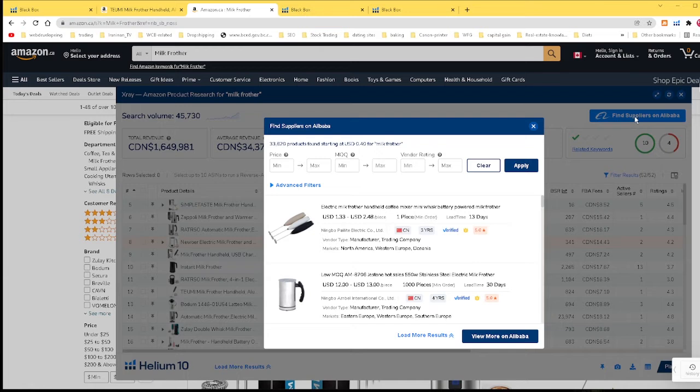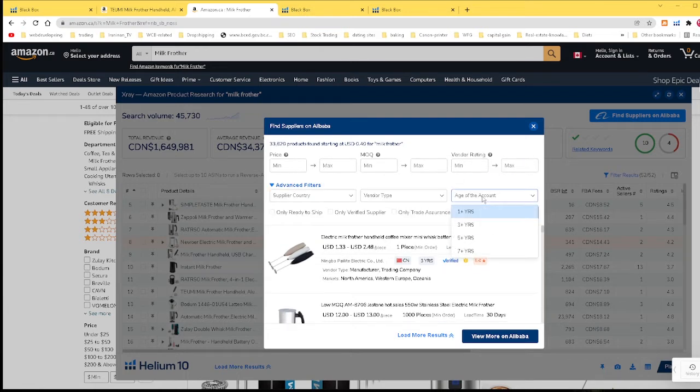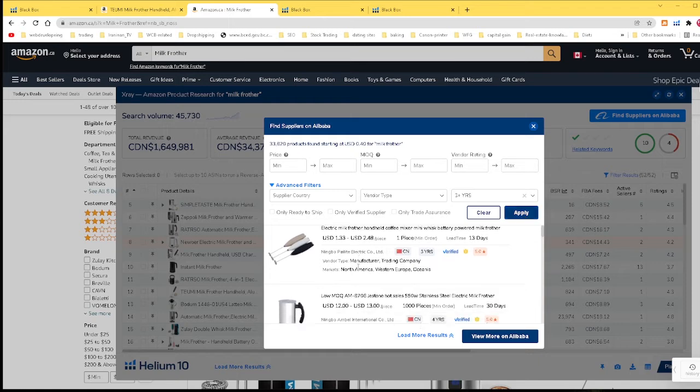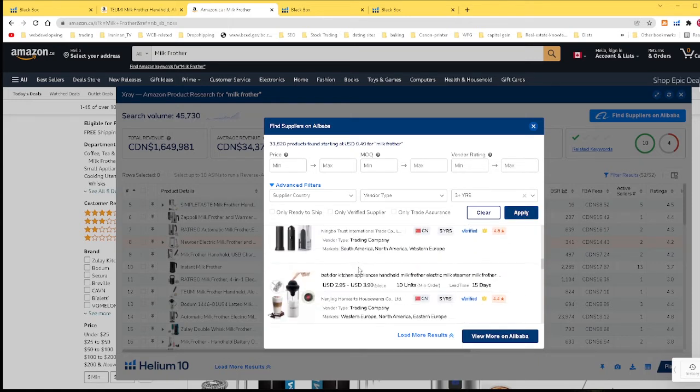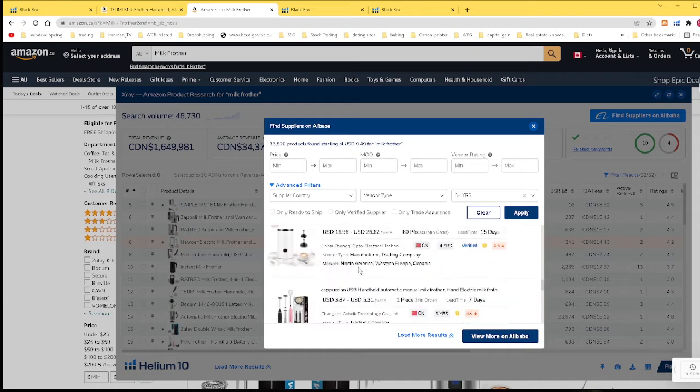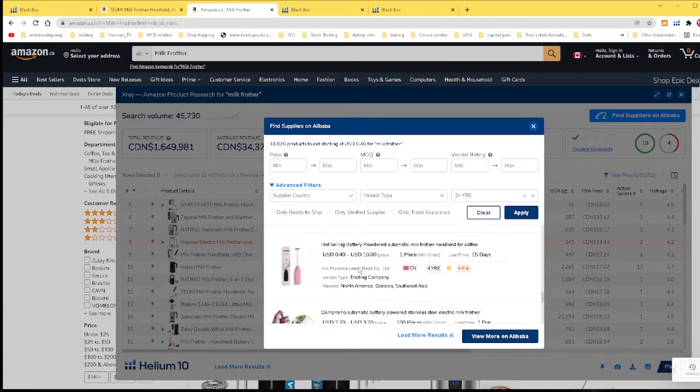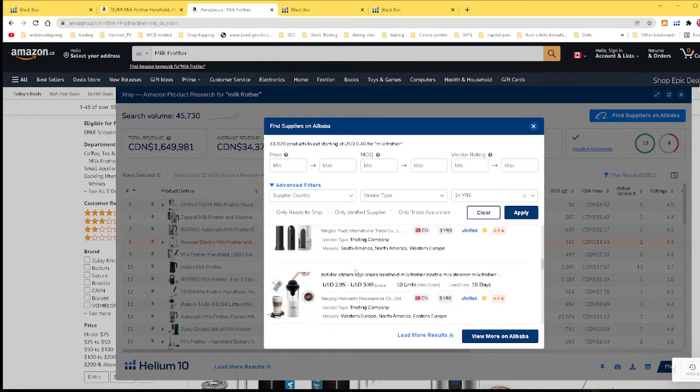This option here that's been added not long ago by Helium 10 directly takes you to Alibaba to find the supplier. I'm gonna put a supplier that has 3 years in the business. So these guys have been in the business for a while. And as you see, these are the ones that I can see. These are the cheap ones.